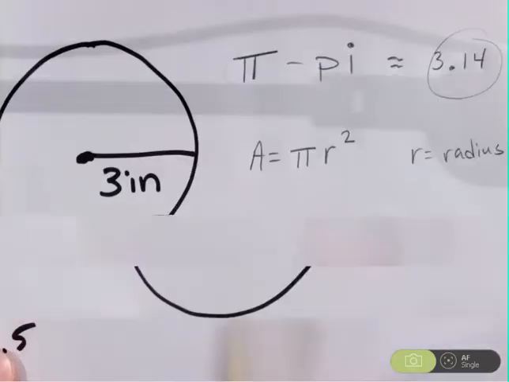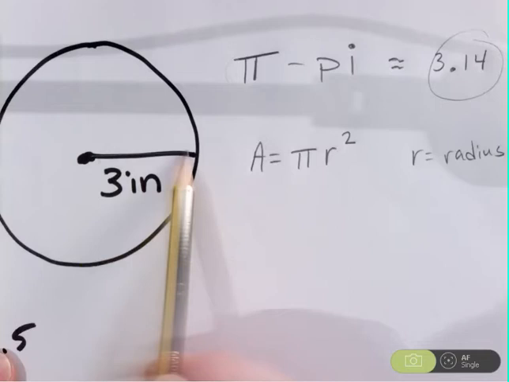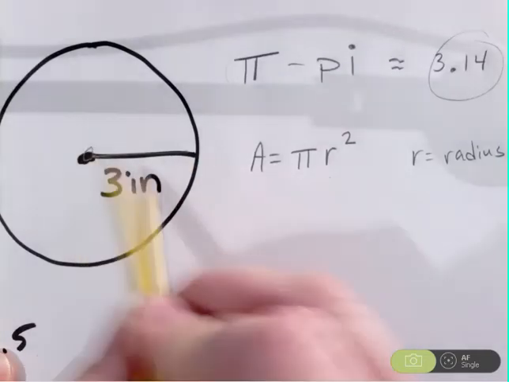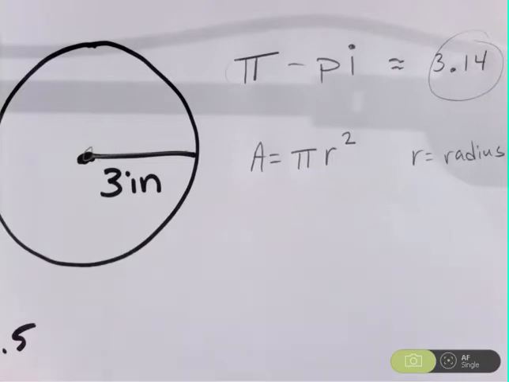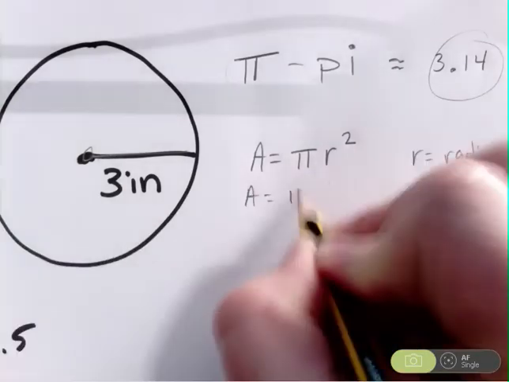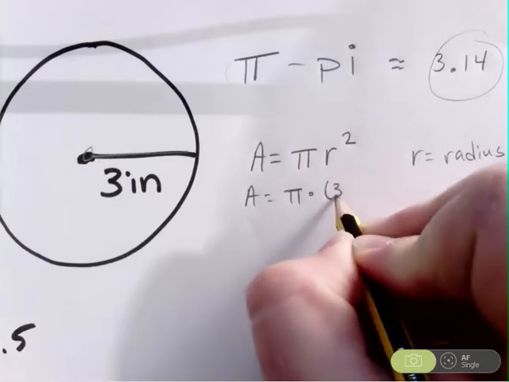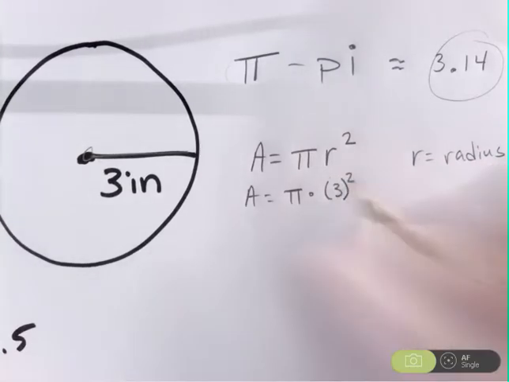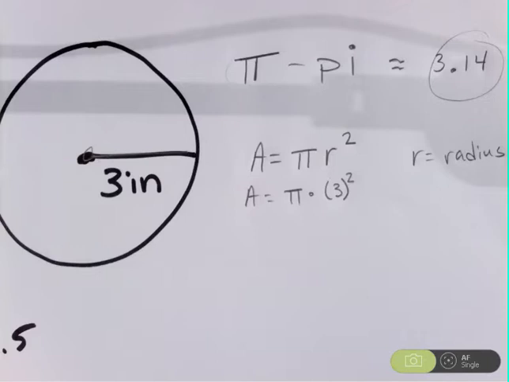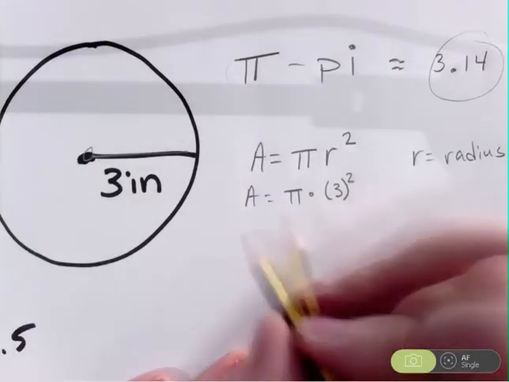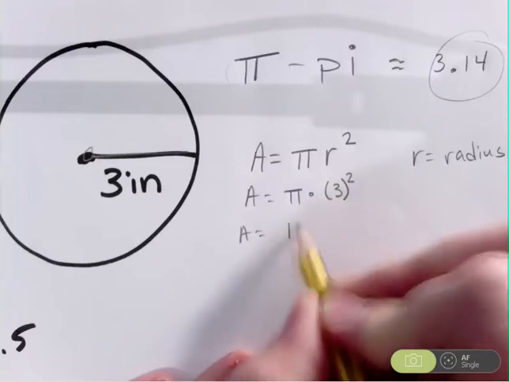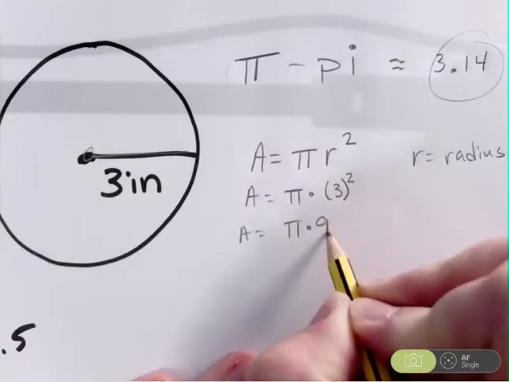You should remember from geometry that radius is the distance from the center of the circle to the outside edge. So in this particular circle, we have a radius of 3. So we'll say area equals pi times 3 squared. By order of operations, we need to do our exponent first. So area equals pi times 9.